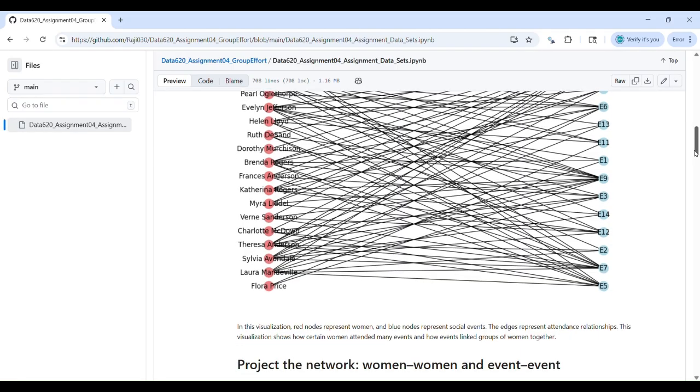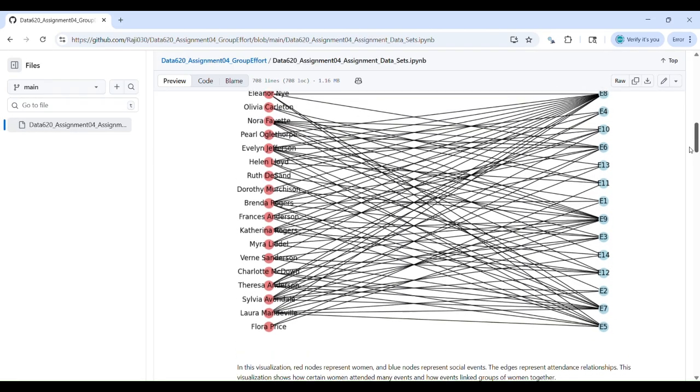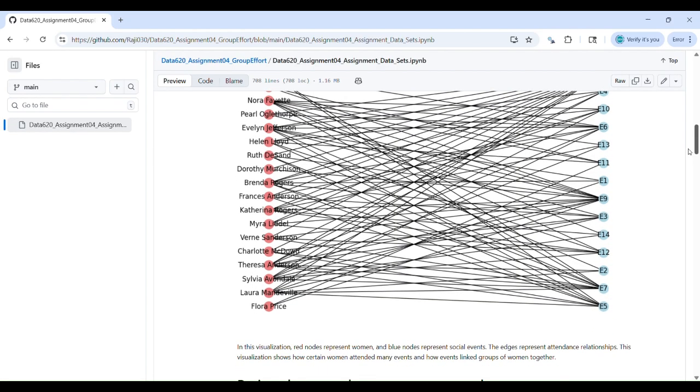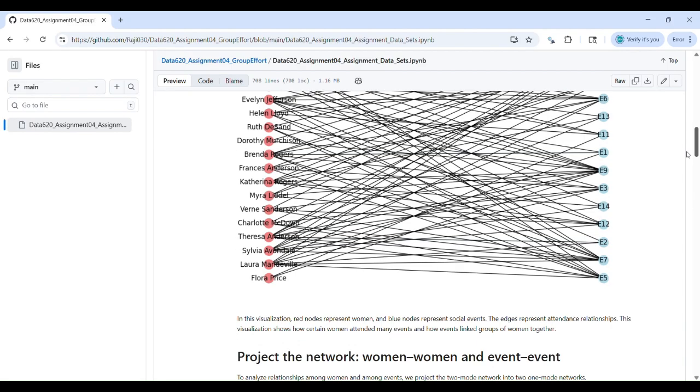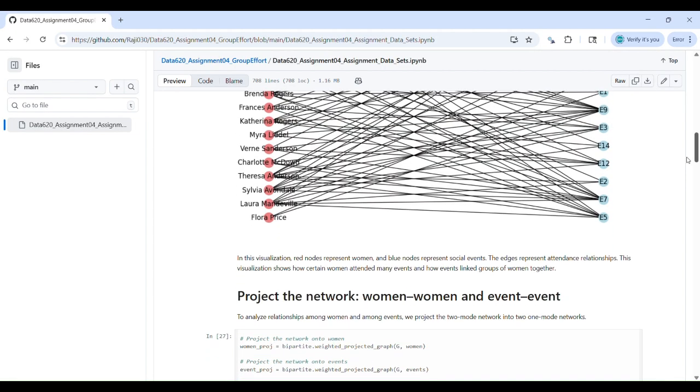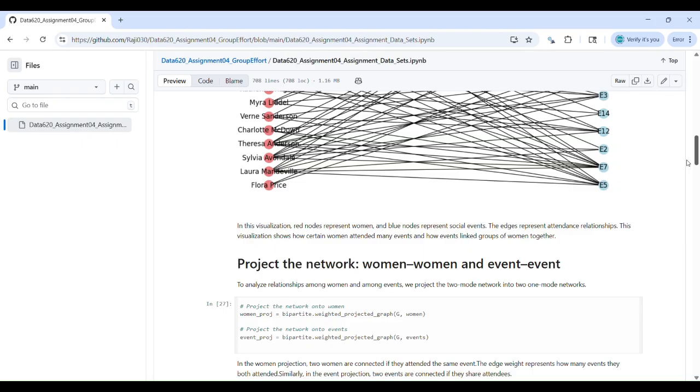In this visualization, red nodes represent women and blue nodes represent social events, and the edges represent attendance relationships. This visualization shows how certain women attended many events and how events linked groups of women together. And then we projected the network onto women and event networks.